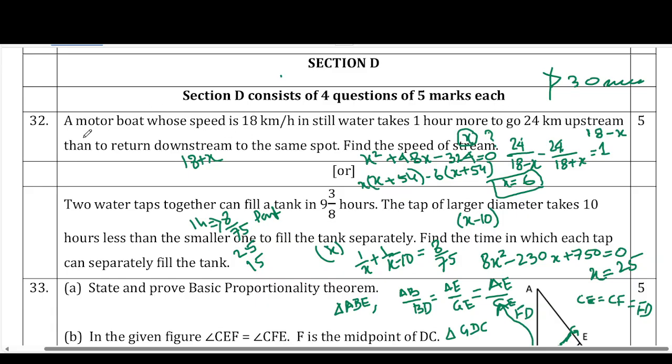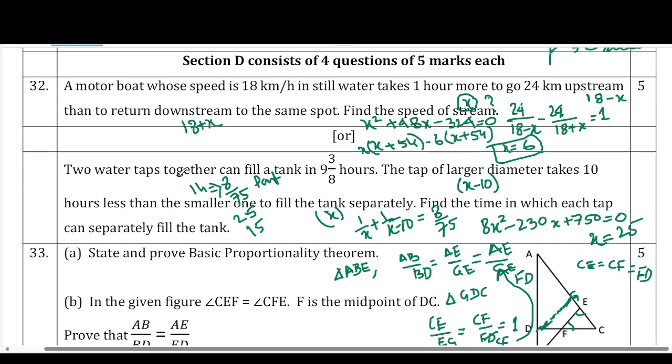Okay, so let us start. I will discuss what type of questions come from this sample paper. The first question is a velocity and speed type question. A motorboat whose speed is 18 km per hour in still water takes 1 hour more to go 24 km upstream, means against the speed of the stream, than to go downstream to the same spot. Find the speed of the stream.